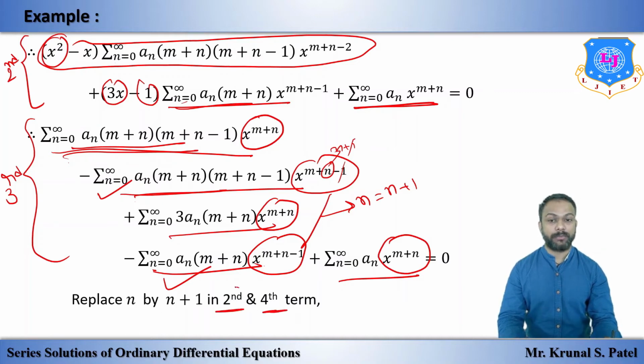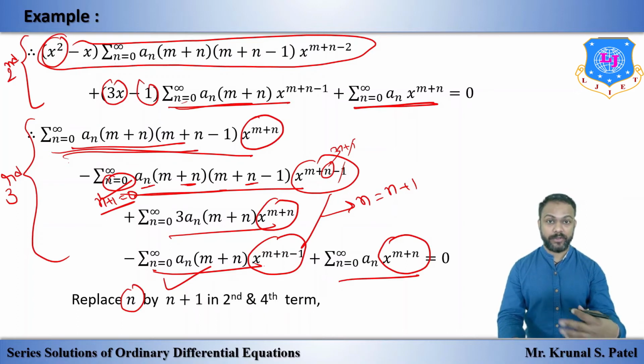It is compulsory to mention in which term you are replacing, so that you can understand and the examiner can also understand what you did. So we will replace n by n plus 1 in the second and fourth term. So this n is equal to 0, that n plus 1 is equal to 0, that means n becomes minus 1. And here n plus 1 minus 1 cancel out, and this becomes n plus n. By simplifying, you should keep a pen with you while continuing to watch this video, so you can understand better.